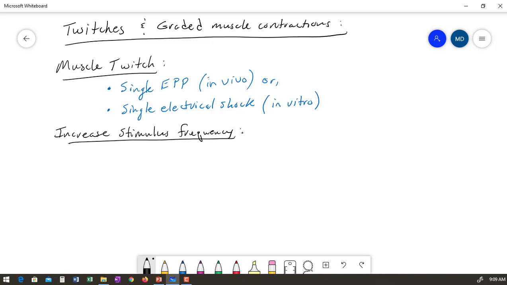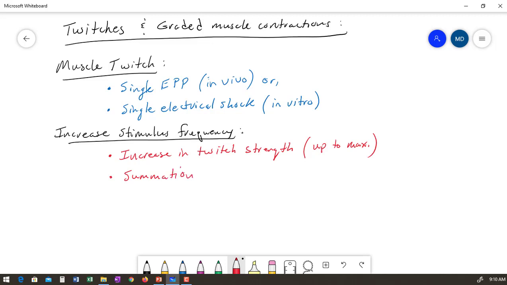If we increase the stimulus frequency, what happens are several things. So let's talk about what those things are. The first thing that happens is you get an increase in twitch strength. And there is a maximum here, so I'm going to say up to max, which means that once you get to the maximum twitch strength, then you start moving into the next phase. The next phase, moving up from a twitch, is called summation. This is also sometimes called incomplete tetanus.